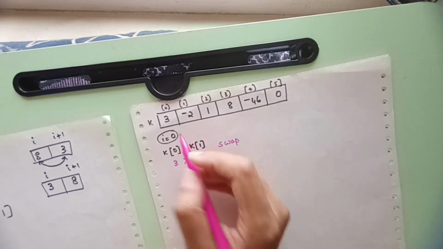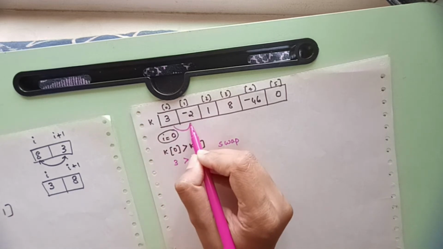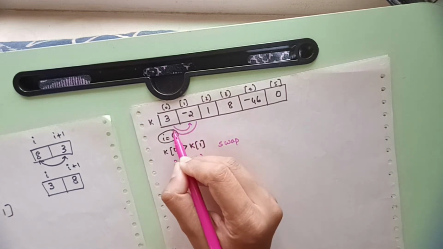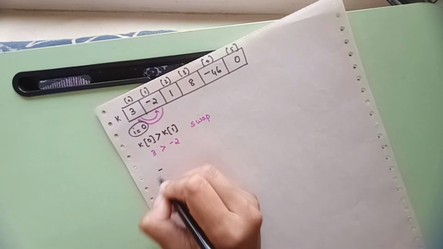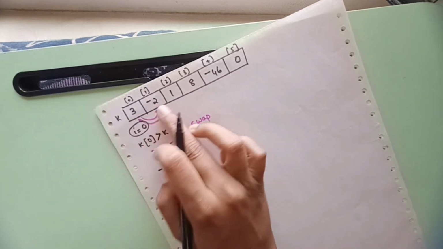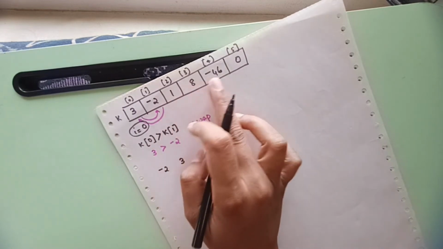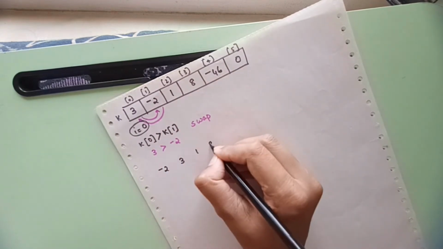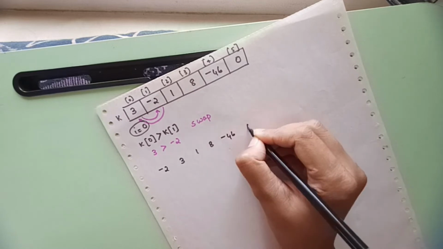Swap what? This 3 has to occupy this position and minus 2 will come to this position. So after swapping, our array will look like this. This 3 and minus 2 got swapped. All the remaining data will occupy the same position.